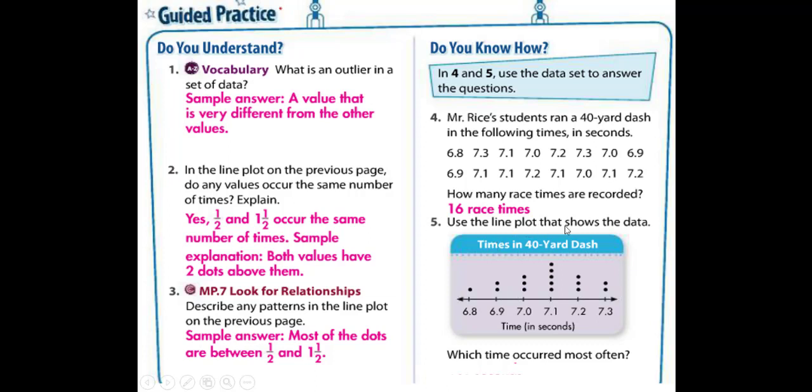Here, use the line plot that shows the data. Which time occurred most often? So we need to understand this. We need to read it well. This is the time in seconds, 6.8. It's between 6.8 till 7.3. The most one is repeated here. Which one? 7.1. So the answer here is 7.1. If he told you how many times it's repeated, you will tell him 1, 2, 3, 4, 5 times. But if he told you which time occurred most often, you will tell him the time itself, 7.1.